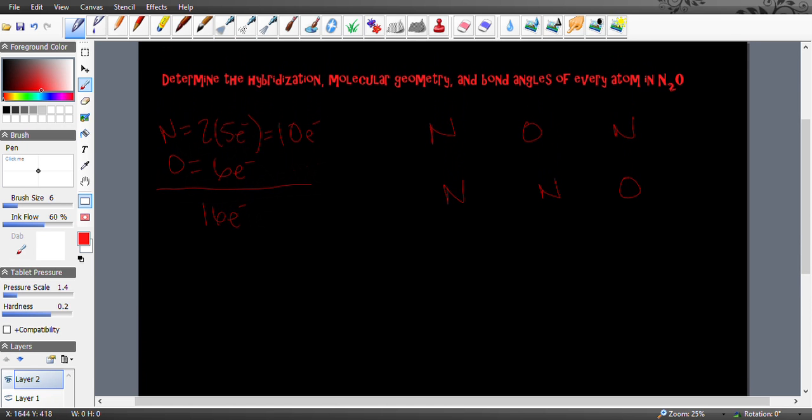Determine the hybridization, molecular geometry, and bond angles of every atom in indigo. So I've already started off by figuring out the number of electrons, which is 16, right? We have 2 nitrogens, totaling 10, 1 oxygen, totaling 6, 16. So there's only really 2 ways you could write this. I mean, if you put the O over here, it's the same thing. It's just mirrored. This one has the O in the middle. So let's start with this one.